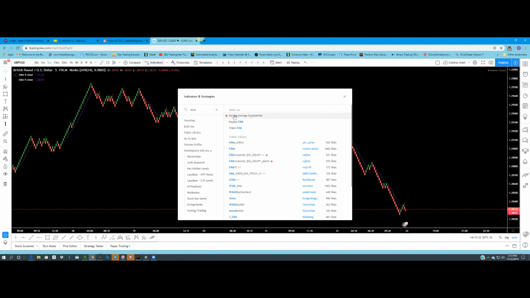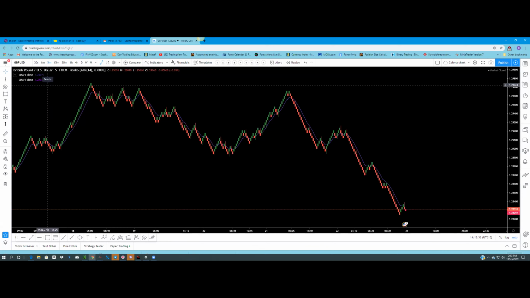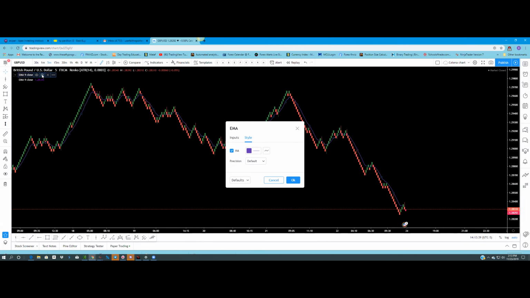So add a moving average, and then a second moving average you just added, and then you go to your settings and you can modify them. So you've got your 9, and you can make it whatever color you want. Me personally, my 9 is blue. You can do whatever color you want.